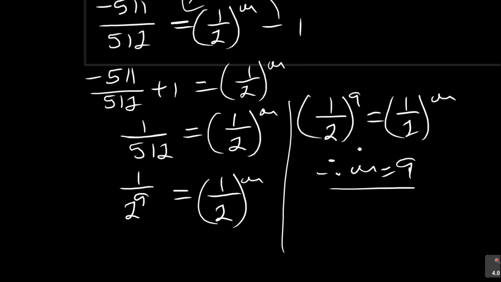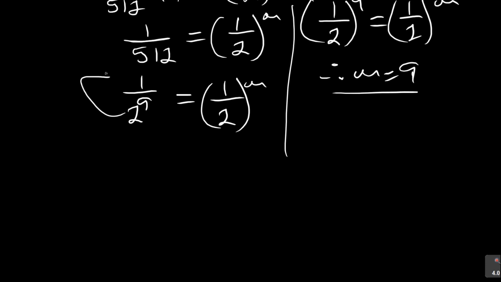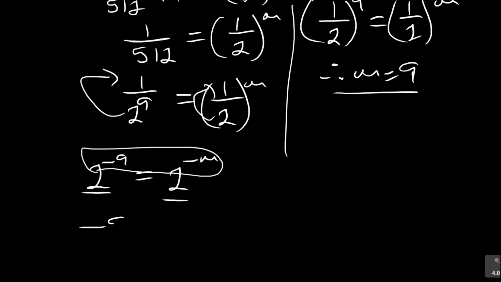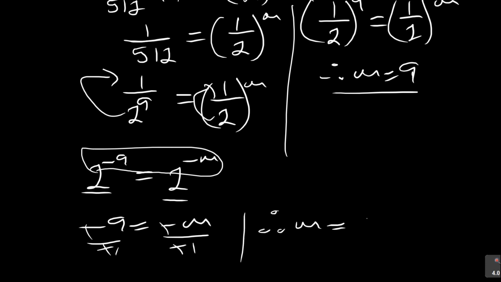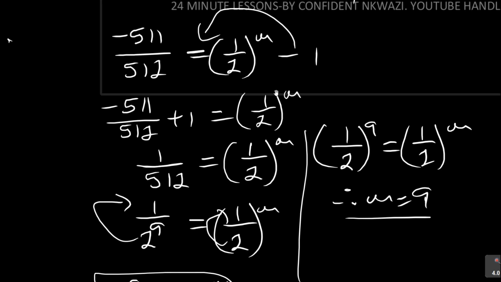Or use the laws of exponents. Take this to the top. What does it become? 2 to the power negative 9 is equal to, take this to the top, 2 to the power negative m. The bases are the same. Are you with me? And therefore, what do you say? Equate the exponents. Minus 9 is equal to minus m. Divide by negative 1, negative 1. There it is. Therefore, m is equal to 9. Are you with me? So m is 9.